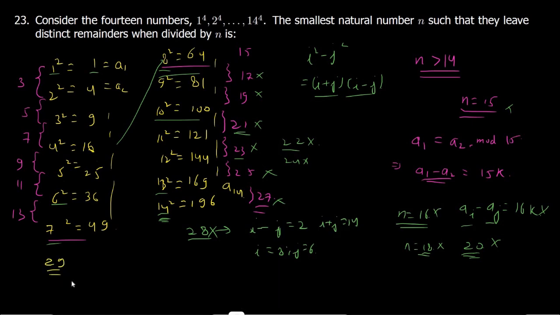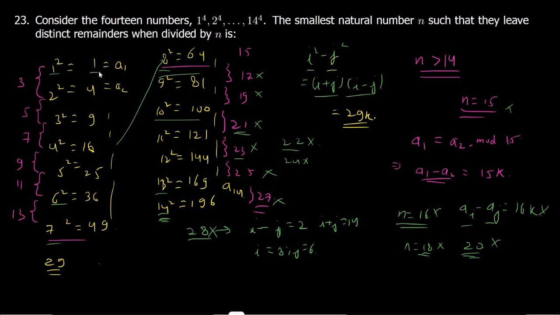29. Can we have two numbers where the difference of squares is 29 or a multiple of 29? So I have i plus j into i minus j equals some 29k. So are we getting 29 somehow? And they need not be from consecutive numbers only, they can be from non-consecutive numbers also.